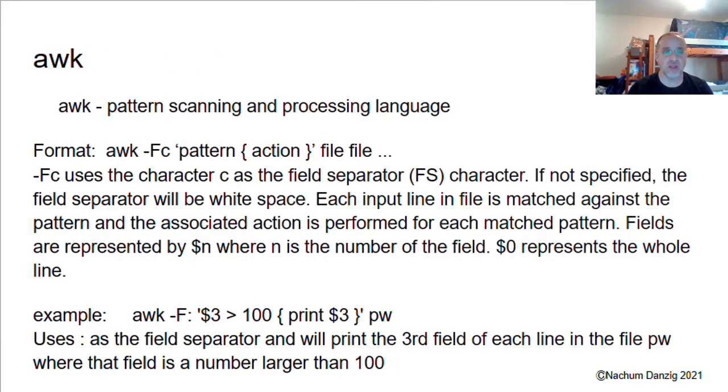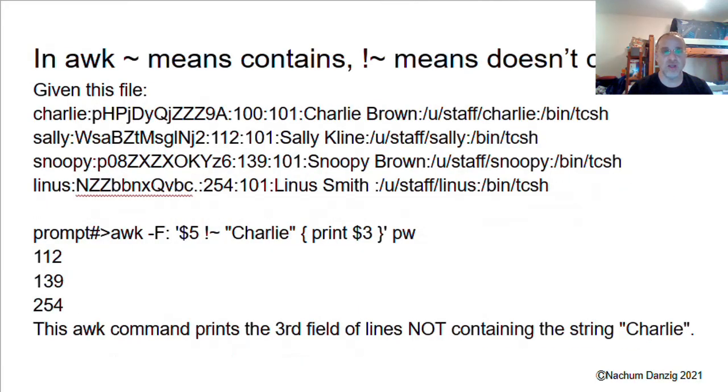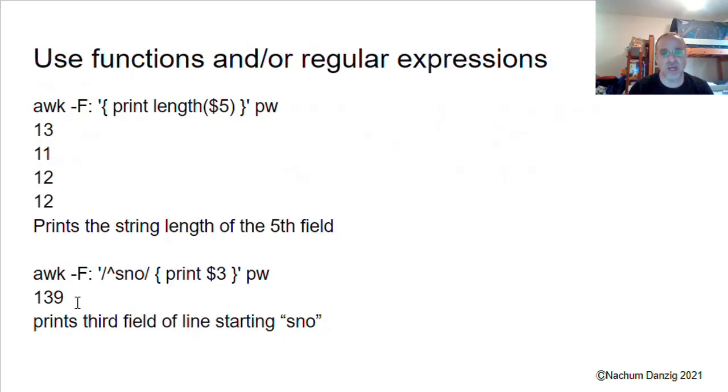Remember, this is the file. So wait, where's the file? Here's the file. SNO, the third line starts SNO. So when you have these slashes, sometimes you'll see regular expressions written with slashes on the left and right. So that means this is a regular expression. So we're saying, as long as there's a regular expression match on the line for the following pattern, and the pattern starts with SNO, then print the third field.